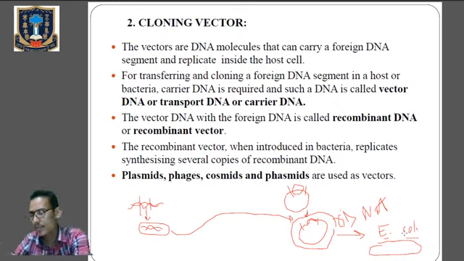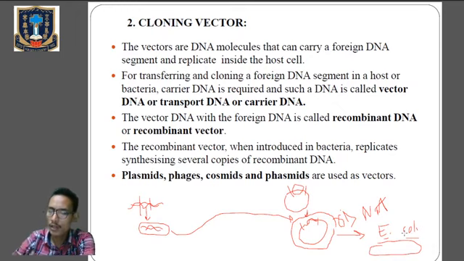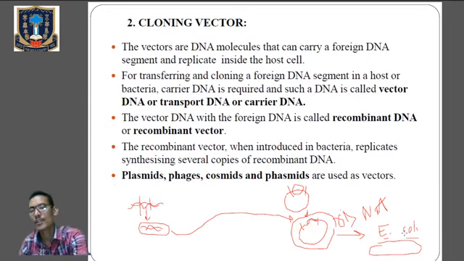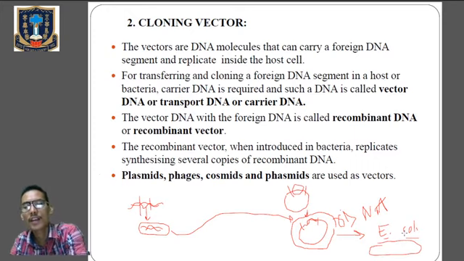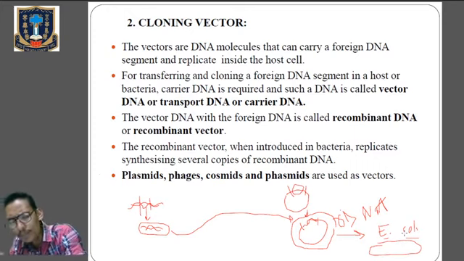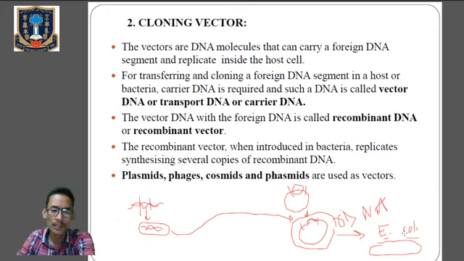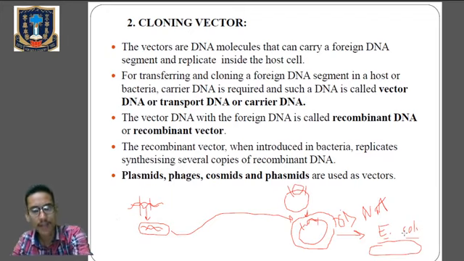So we can say that several copies of recombinant DNA will be produced when this recombinant DNA is introduced into the bacteria. Okay, so we have got different types of vectors like plasmids, phages, cosmids, and phasmids. But over here, the most important vectors that we are going to learn are mainly the plasmids and the phages.